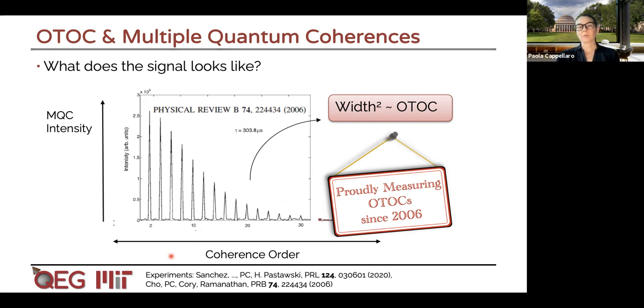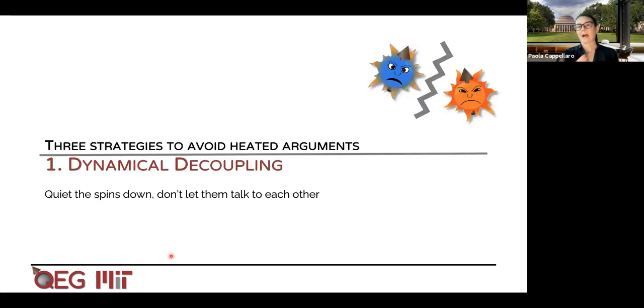And now what I want to do is to look at how we can either avoid scrambling completely or how you can slow it down by using several methods. So the first strategy is indeed to try to separate the spins, if you want, put walls between them.